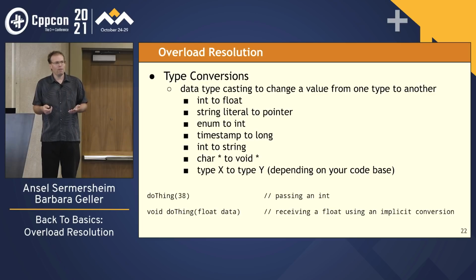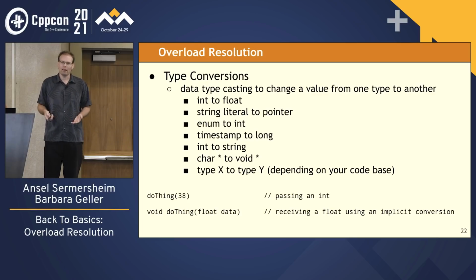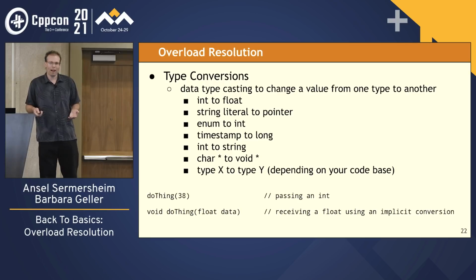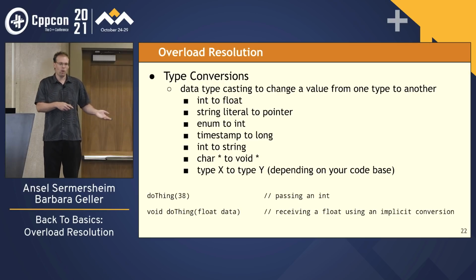But before we can even look at how the compiler ranks things, we need to step back to the fundamental idea of type conversions, because they're crucial in this process. Type conversions are any time you convert a value from one data type to another. And we do this all the time. We convert ints to floats, string literals to pointers, type X to type Y. It happens all the time. There are many conversions available in the standard, and there's a bunch more that may be available depending upon your code base.